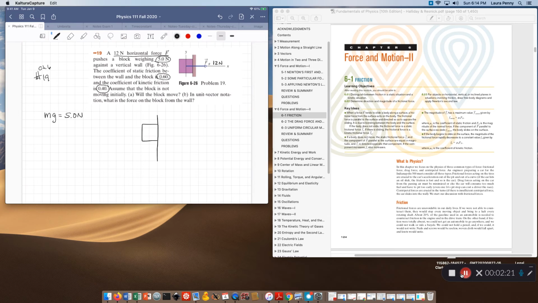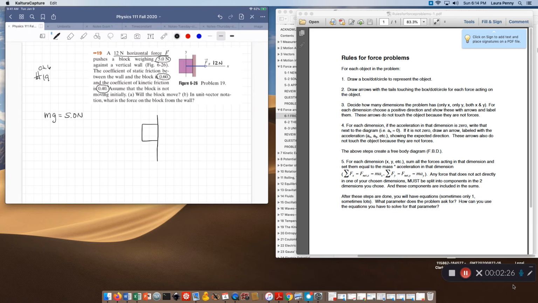I'm following my rules for forces. I just drew a box dot circle to represent my object. Now I'm going to draw the arrows for the forces. So I know there's a force this way, which we'll just call F, and we know that F is equal to 12 newtons. And because this is a surface, this wall, I know there's also a normal force, and the normal force is perpendicular to the wall, away from the wall.